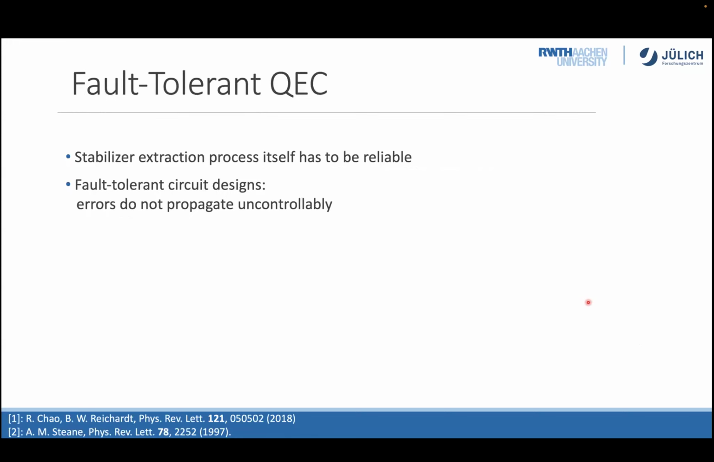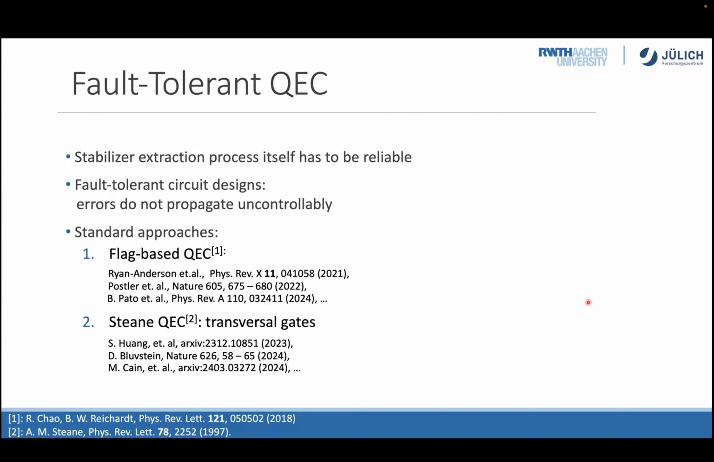But if one looks at the implementation of these error correction protocols, this means that the stabilizer extraction process itself has to be reliable, meaning that errors should not spread too far within this procedure. For this, we can use these fault-tolerant circuit designs, which ensure that errors do not propagate uncontrollably. There are essentially two main approaches which are often used: flag-based quantum error correction and Steane quantum error correction. Here I only cite very few examples where these protocols were implemented, but there are, of course, many more.